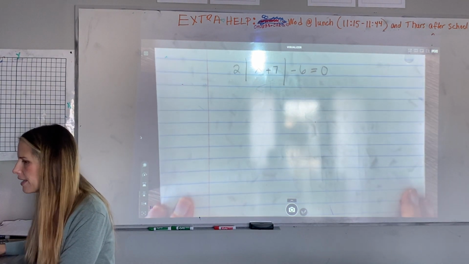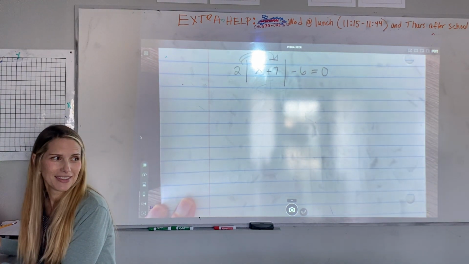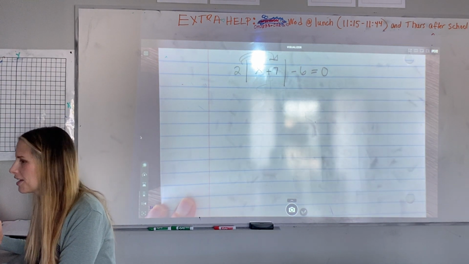Did anybody make the mistake of trying to distribute here? I did. I almost did, and then you looked at my notes and fixed it? Okay. I almost did, and then I realized I wrote parentheses instead of that.